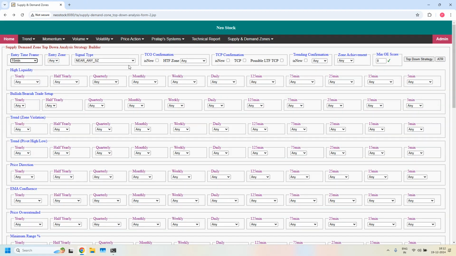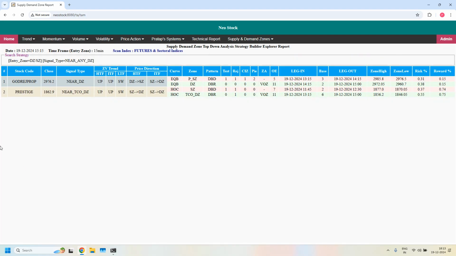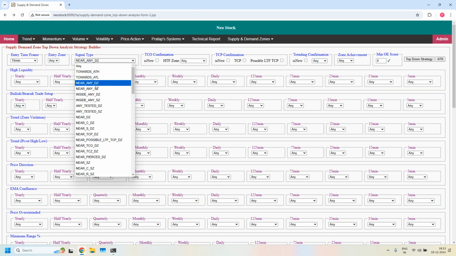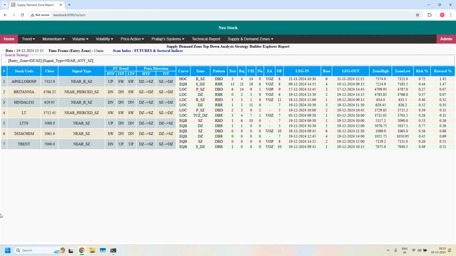Next 15 minutes time frame, stocks near 15 minutes demand zone. 2 stocks are filtered. Next 15 minutes time frame, stocks near 15 minutes supply zone. 7 stocks are filtered. And some of the stocks are pierced zones, we need to ignore them.